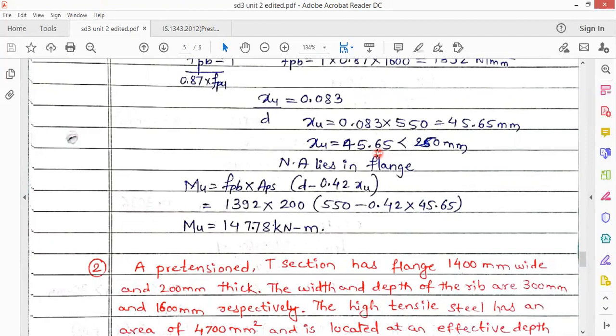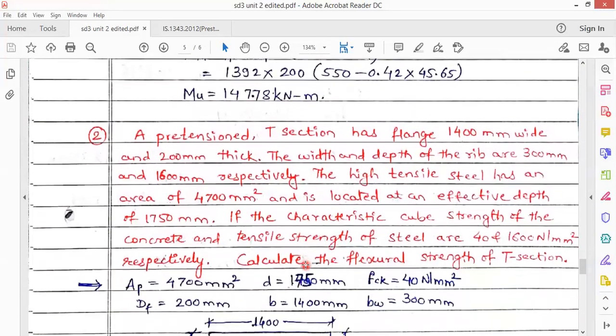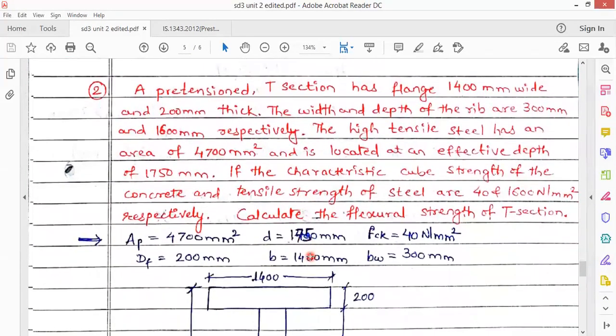Similarly, we have another example where again we will check whether it is lying within the flange or outside the flange. And if it lies outside the flange, then what will be the equation and how we are going to calculate. The equation has already been discussed and we will now solve the problem with respect to the second type. Second problem, pre-tension T section. Again, it has a flange width of 1400 mm and the thickness of the flange is 200 mm.